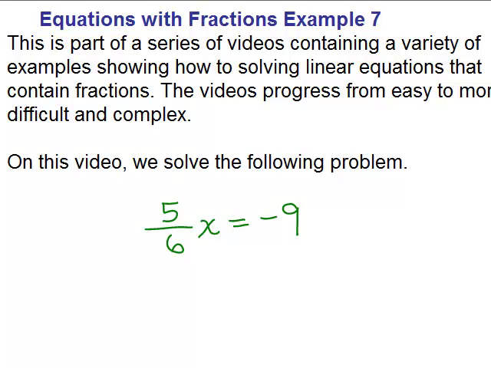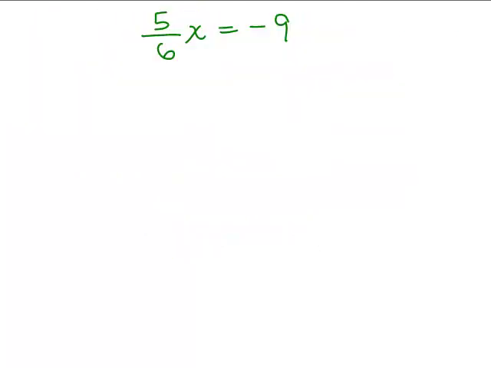This is our 7th example solving a basic equation containing fractions. All right, so we have 5/6 x equals negative 9. So 5/6 is the coefficient of x. If we want to solve for x, we want to multiply by the reciprocal. So what would the reciprocal of 5/6 be? 6/5. But we have to multiply it on both sides of the equation.